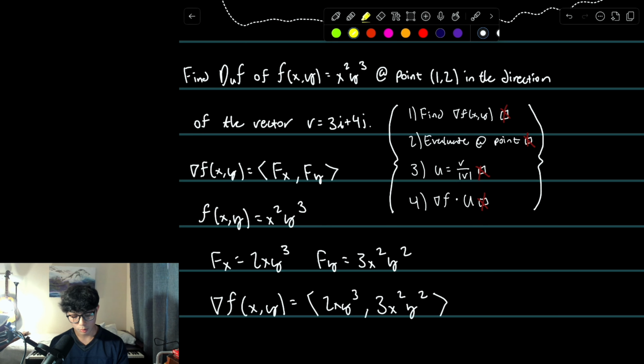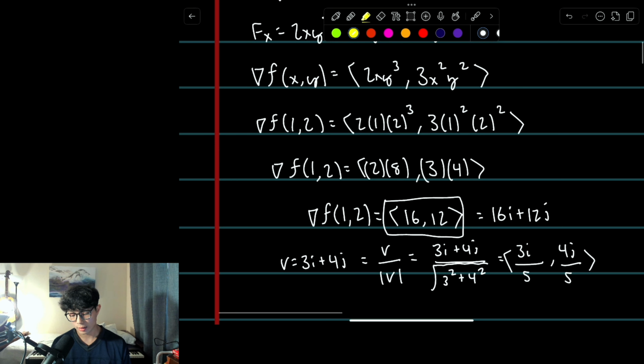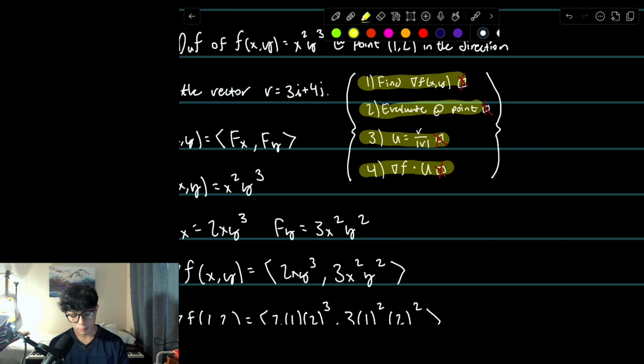So in summary, we found the gradient vector by finding the partial derivatives of x and y and putting it into i and j. We evaluated it at the point, which was in this case (1, 2). We found our unit vector, which was 3/5 i, 4/5 j. And then we found the dot product of our gradient evaluated at the point and the unit vector.